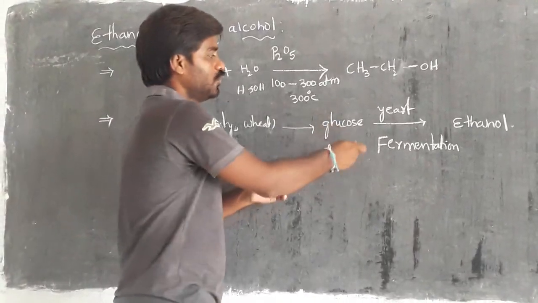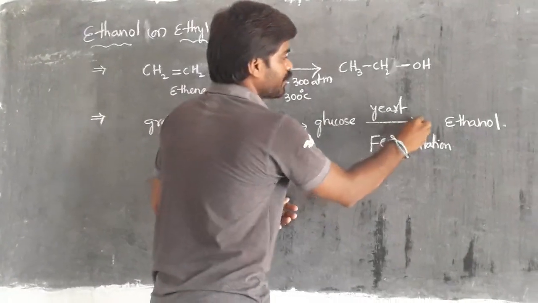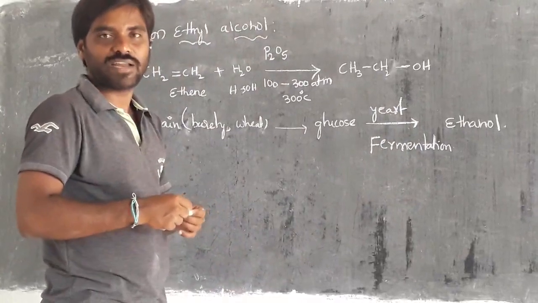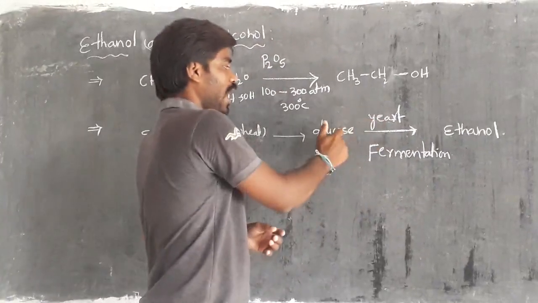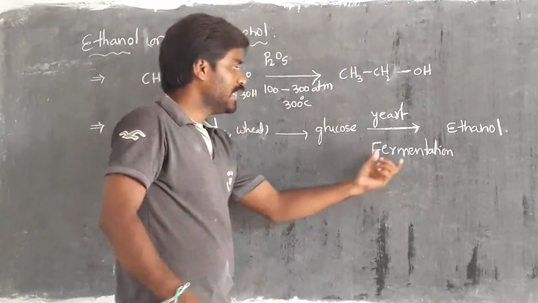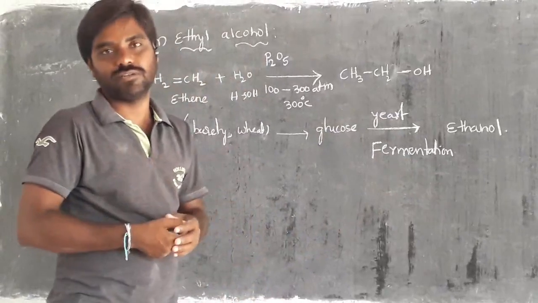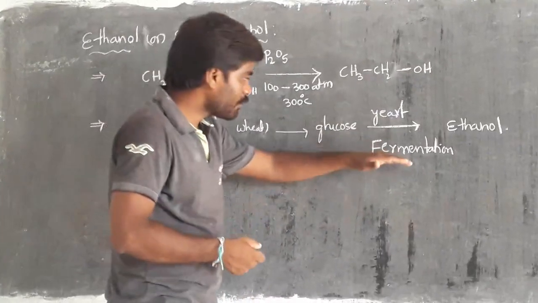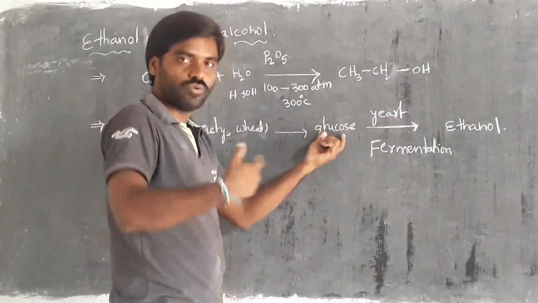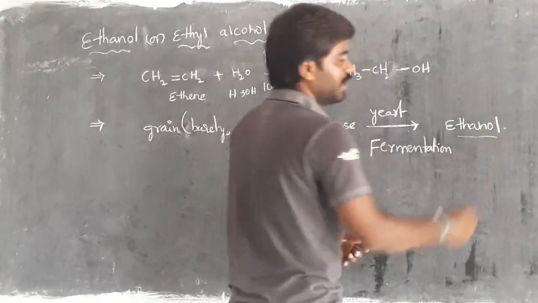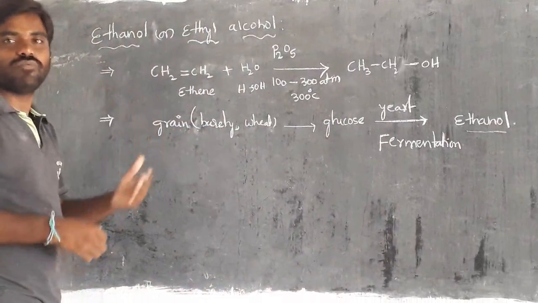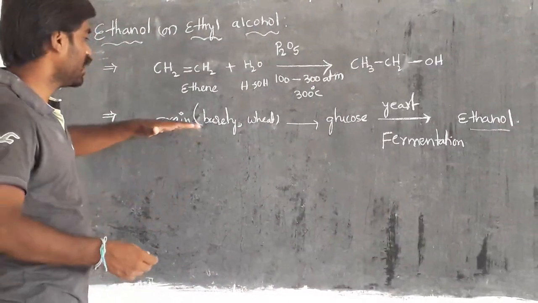If you continue the process by adding yeast, which is one type of enzyme with bacteria, whenever you add the yeast bacteria to that glucose, it shows the fermentation process. In the fermentation process, the yeast bacteria we added react with glucose and prepare ethanol. So this is the general process we have had in the past, the natural process.